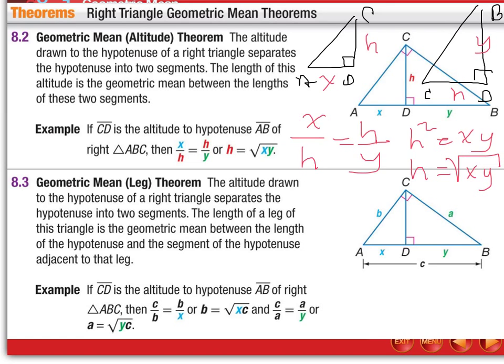Now what did we just see here? H, that altitude, basically the length of that altitude, is going to be the square root of these two segments that are created from that altitude.